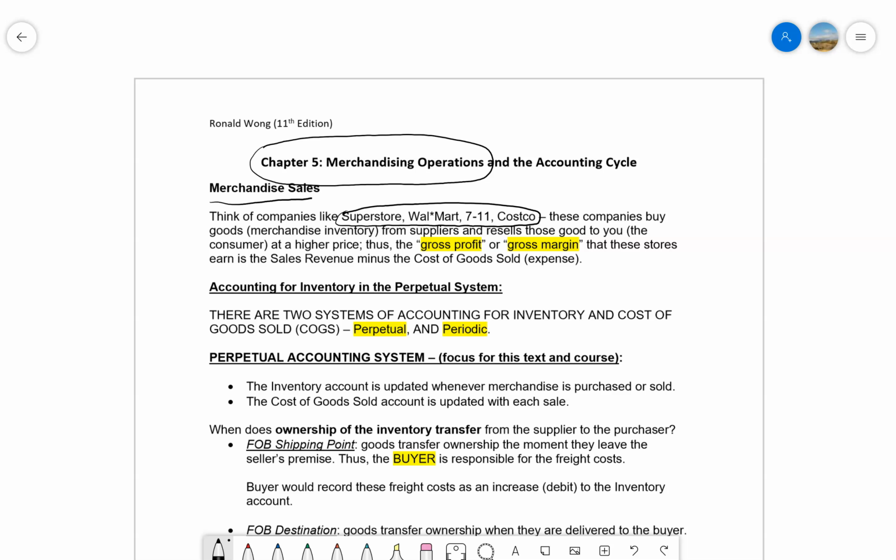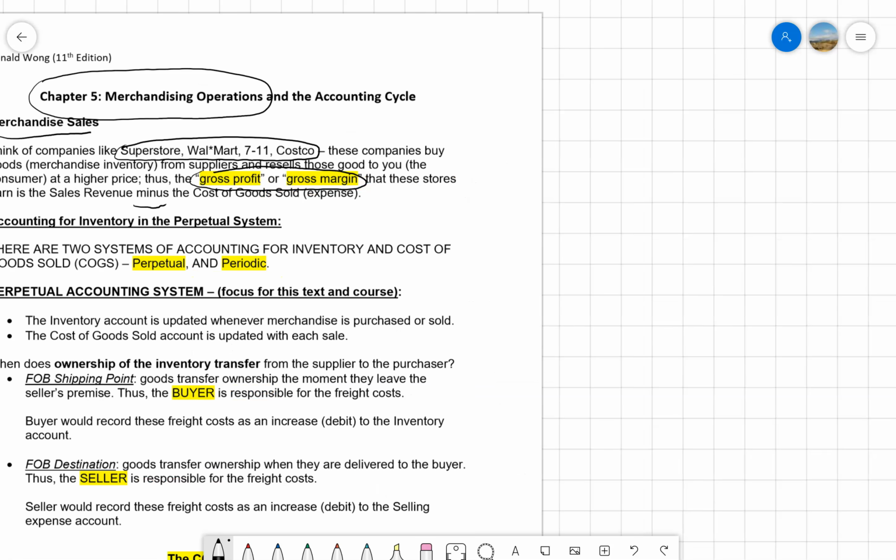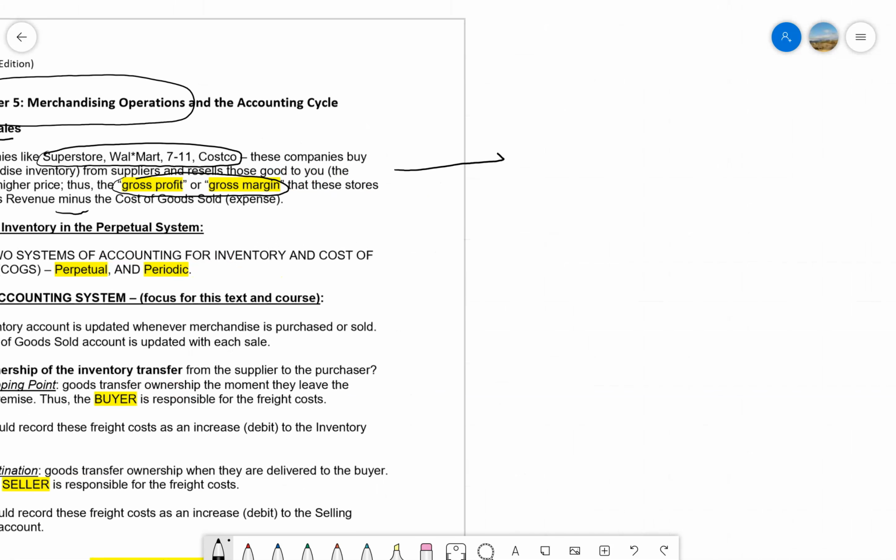We're going to look at this new term called gross profit or gross margin. Gross profit or gross margin is essentially sales revenue minus cost of goods sold. So think about it this way. Let's say that you go to Safeway and you buy some groceries. And so for Safeway, let's say the sales revenue for what you buy is $50. So that's what you pay Safeway for all your groceries.